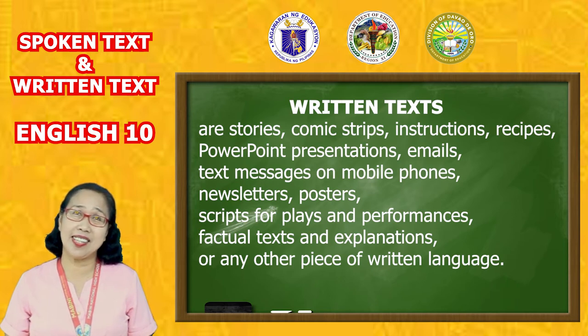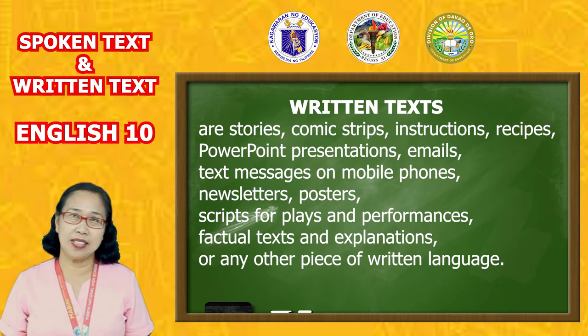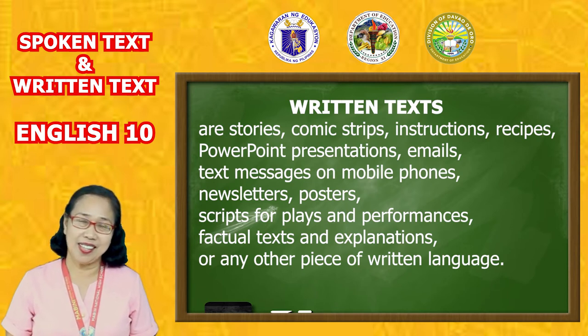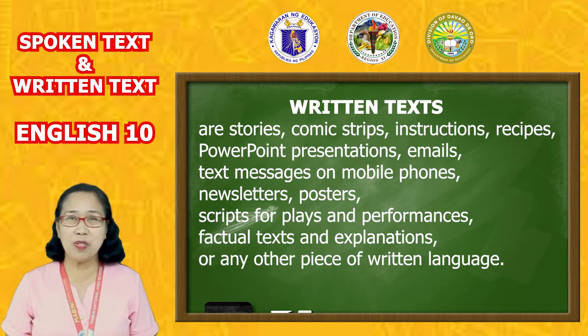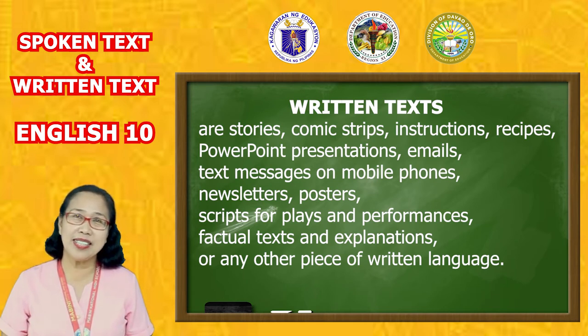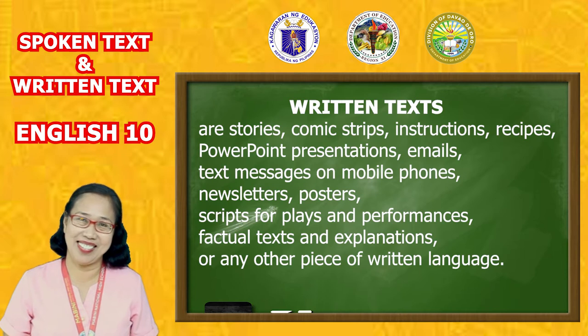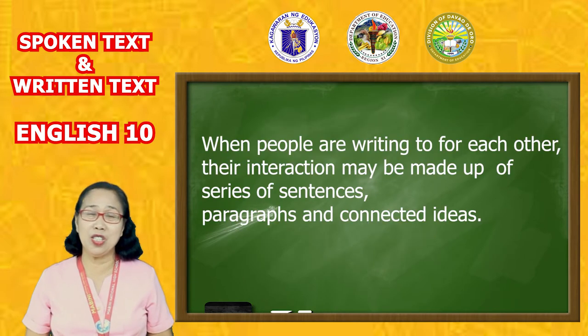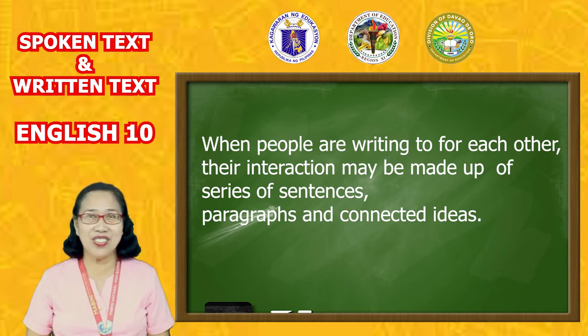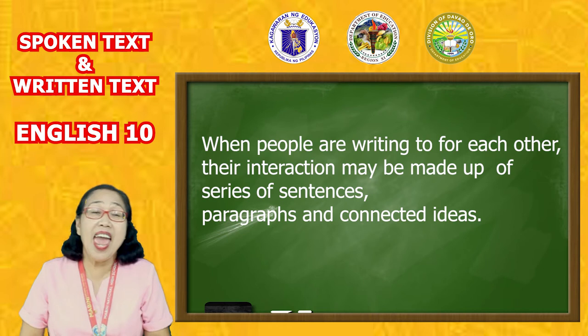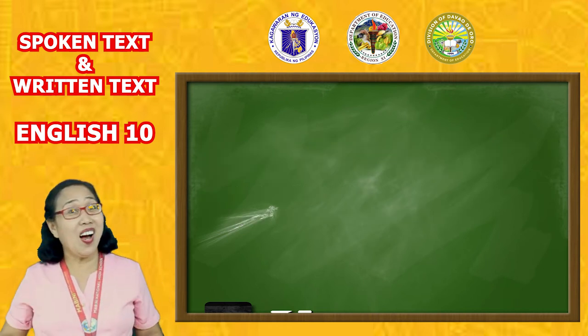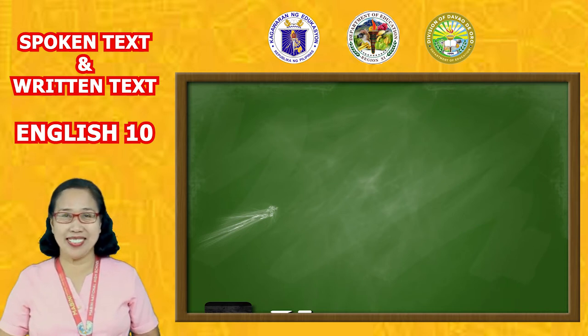While written texts are stories, comic strips, instructions, recipes, PowerPoint presentations, emails, text messages on mobile phones, newsletters, posters, scripts for plays and performances, factual texts and explanations, or any other piece of written language. When people are writing to each other, their interaction may be made up of a series of sentences, paragraphs, and connected ideas. Now, let's proceed to the types of spoken texts.